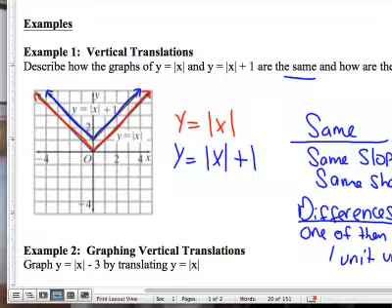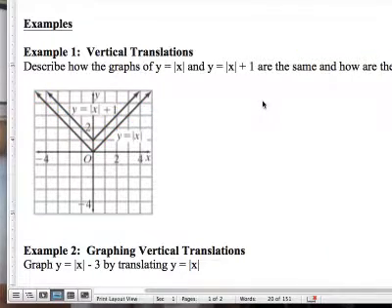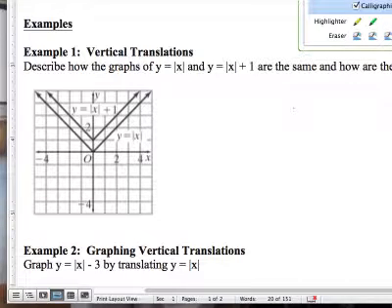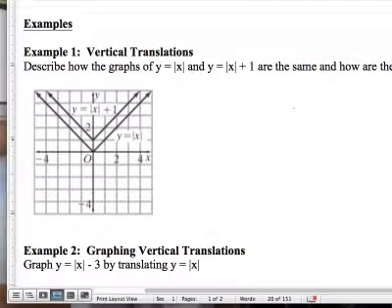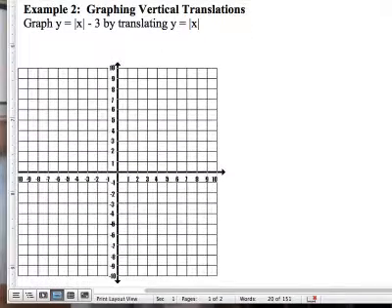So that's what happens. The number that comes after the absolute value either tells you to go up or down with your graphs. So now we're going to practice that by graphing one of these equations. Are people still writing? No. Good. Okay. All right, so example 2.